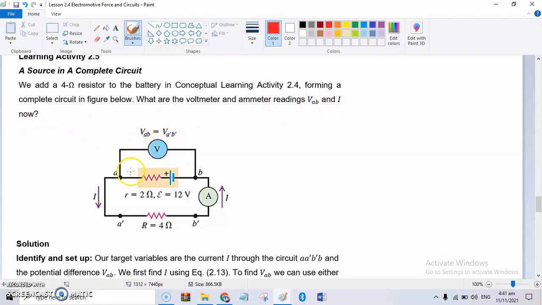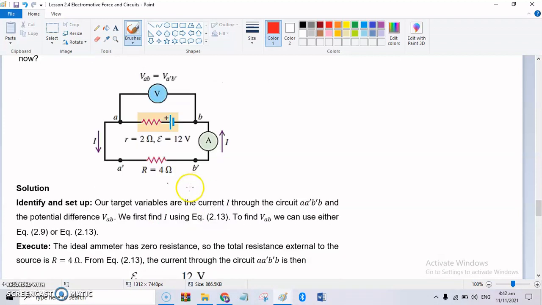So from this circuit in the previous problem, we now have a complete circuit with a 4 ohm resistor. This is a resistor. And the current will flow from the positive terminal to the negative terminal. Okay? So the only addition is the R. Our target variables are the current in the circuit A, A prime, B prime, B, and the potential difference VAB, the potential difference between terminal A and terminal B.